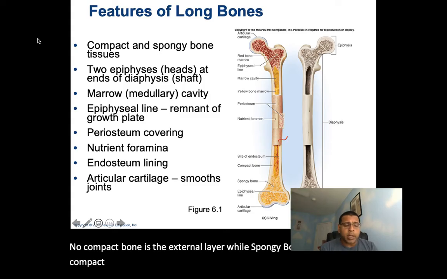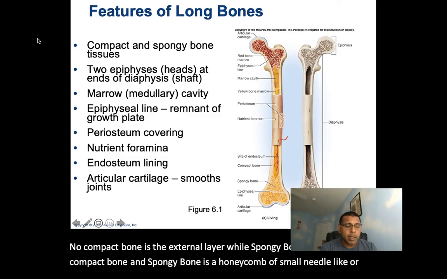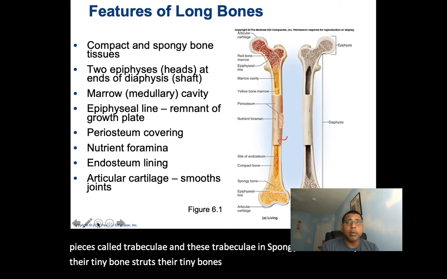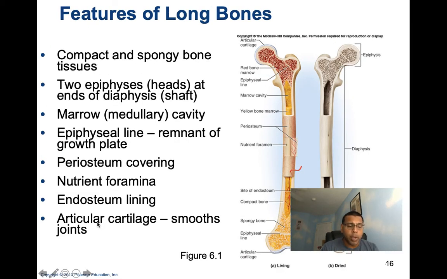And spongy bone is a honeycomb of small needle-like or flat pieces called trabeculae. These trabeculae in spongy bone are basically tiny bone struts, and these tiny bone struts are going to help bone resist stress.